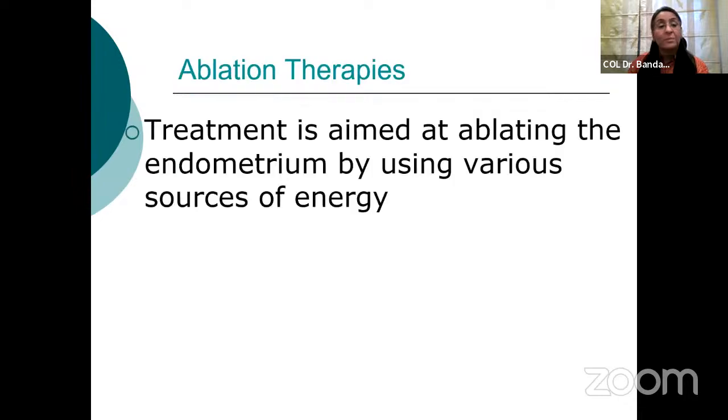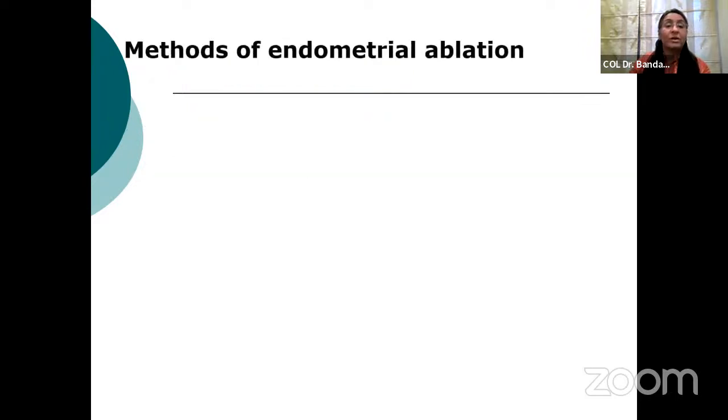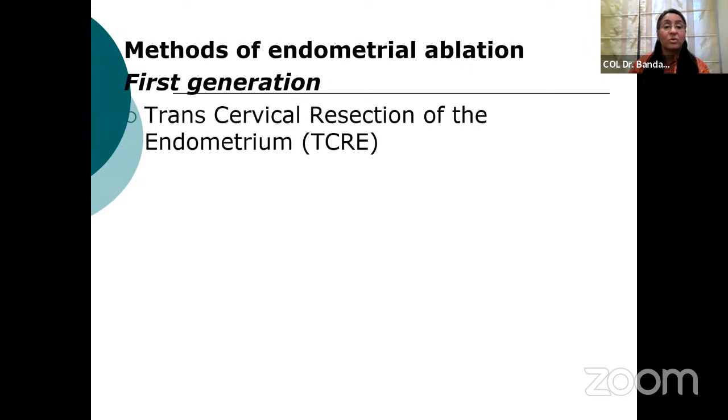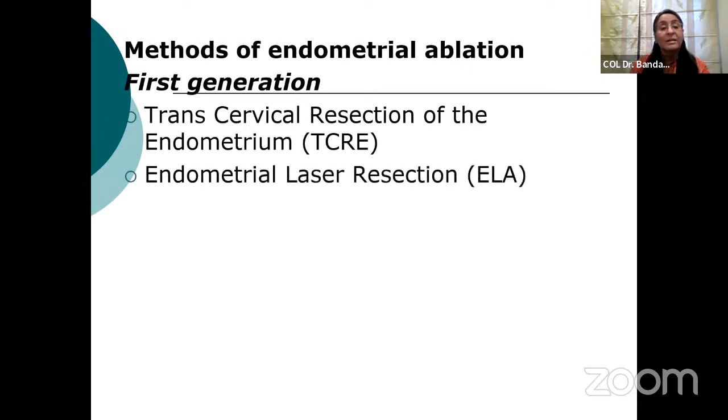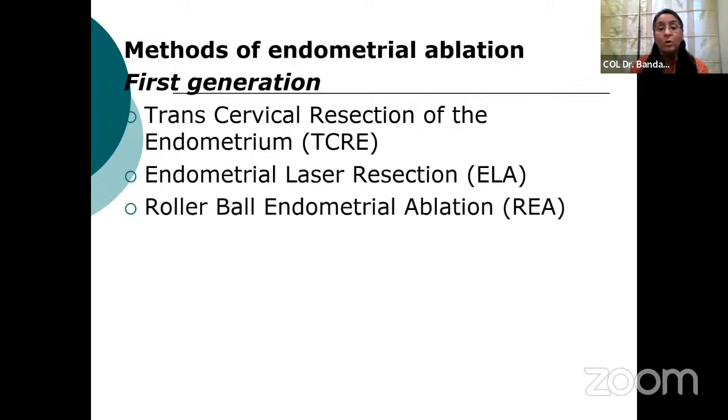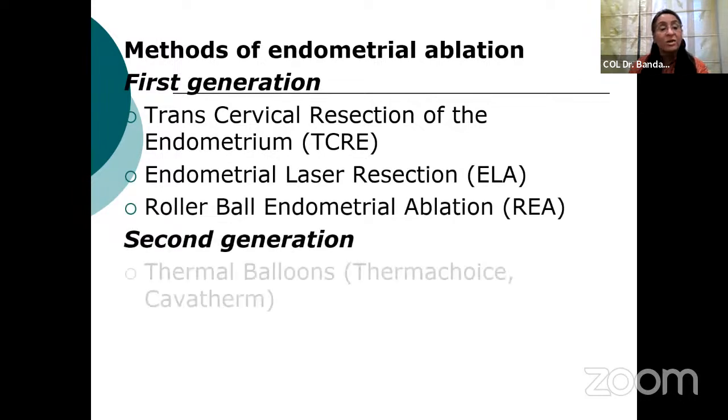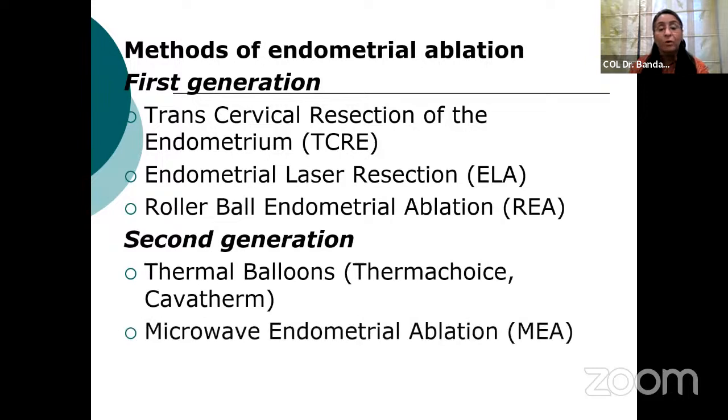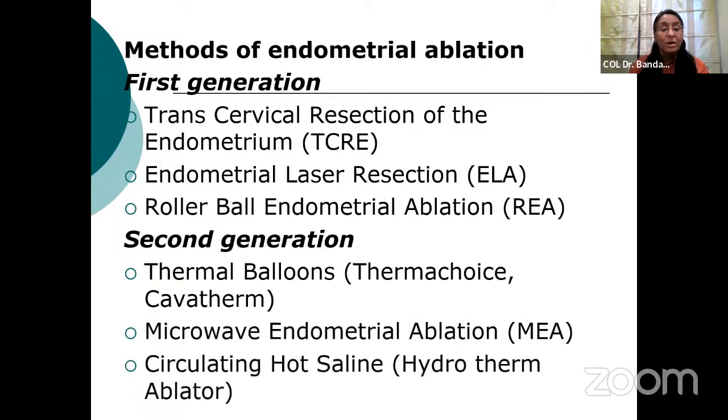What are the ablation therapies available? Ablation treatment is aimed at ablating the endometrial lining by using various sources of energy. These sources of energy can be first generation, which was used earlier, TCRE, endometrial laser resection, roller ball ablation, and second generation is thermal balloons, microwave endometrial ablation, and hydrothermal ablators. So I'm just telling you so that you all are aware of all these things.